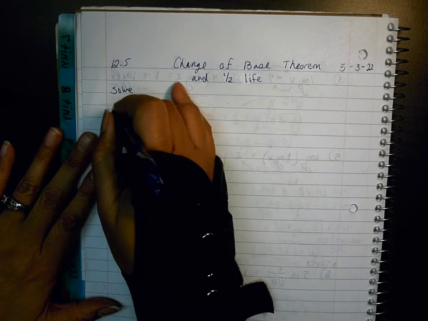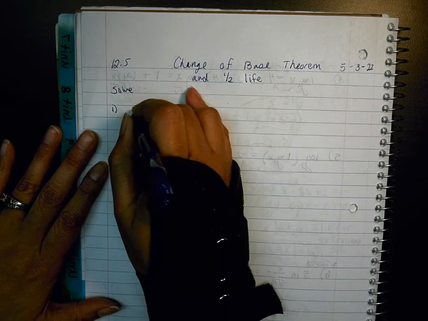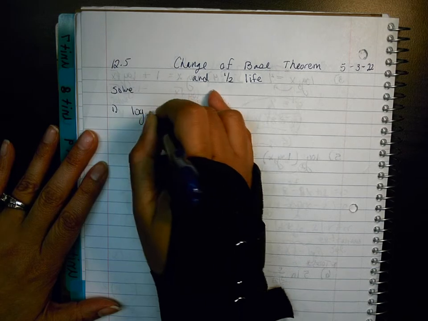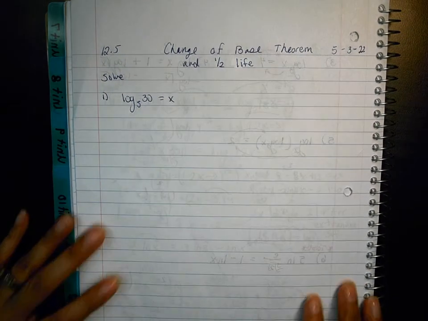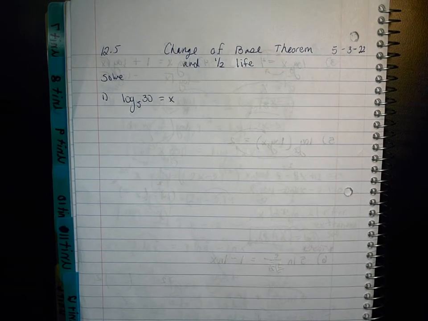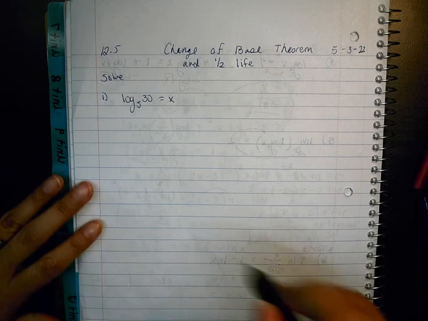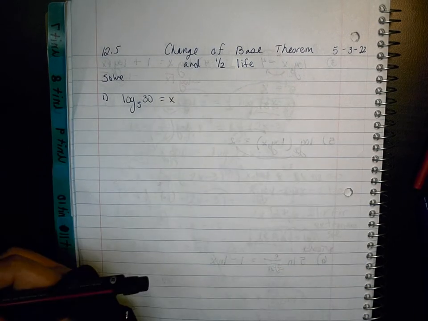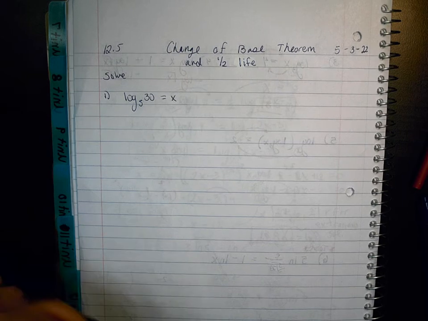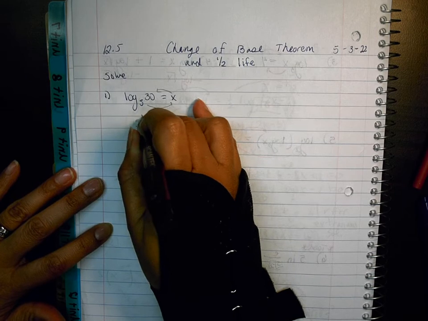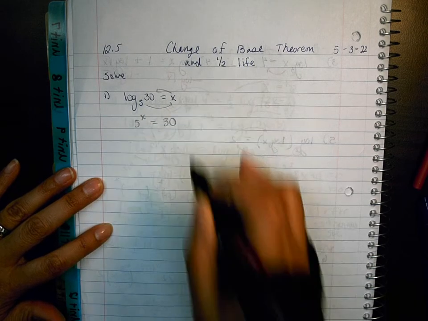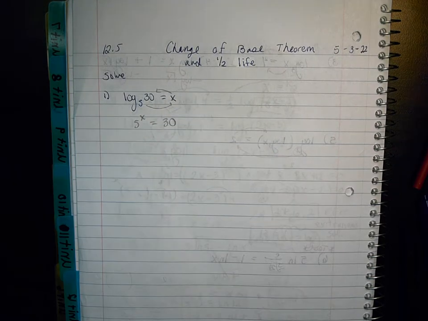And we are going to solve. All right, number 1, log base 5 of 30 equals x. Let's rewrite it first. How do we solve this? This is drop the log or wrap around. Because there's not a log on each side, you are going to wrap it around. 5 to the x power equals 30. That's how we wrap it around. 5 to what power equals 30?